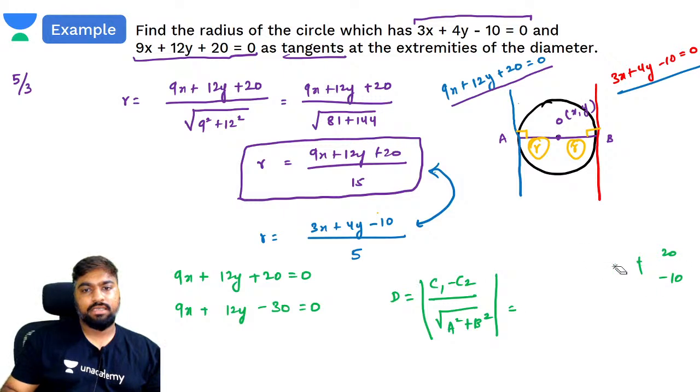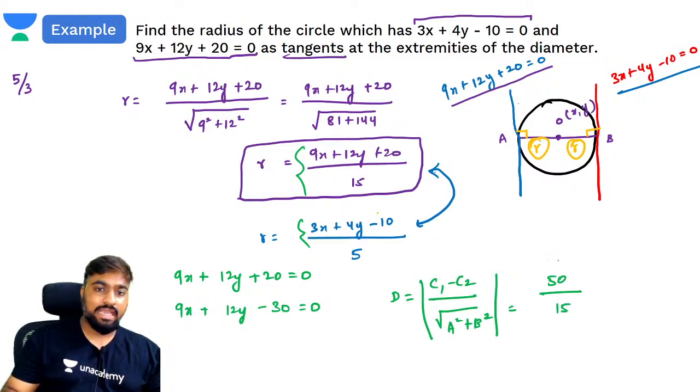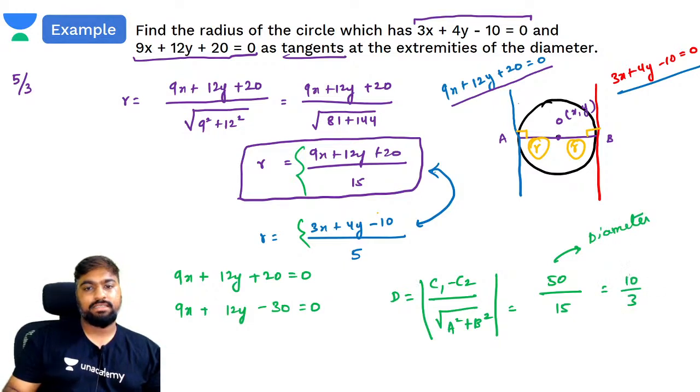Do you agree with this, guys? तो ये explain करने के लिए ही we use this, right? Understand this. तो C1 क्या है? If I consider 20 minus of minus 30 is 50 by a square plus b square, that is what? 9 square plus 12 square is 15. This gives us the diameter. Yes, so 10 by 3 is the diameter.